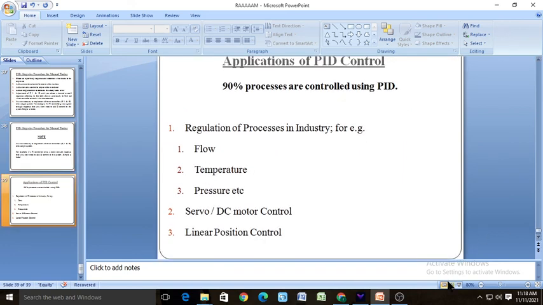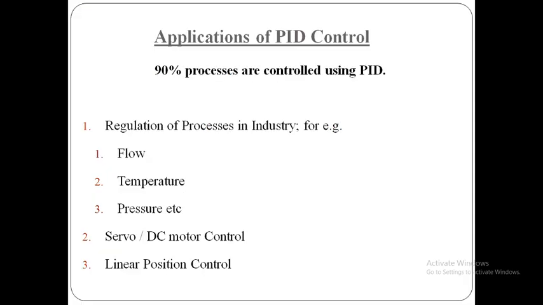Again, we are going to see the applications of this PID controller. It is used in regulation of processes in industries such as flow, temperature regulation and pressure regulation. It is also used in servo DC motor control, then linear position control. Dear students, these controllers play a vital role in the automation industries. Now the theory part of this sub chapter is over.